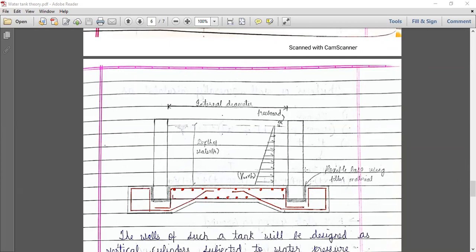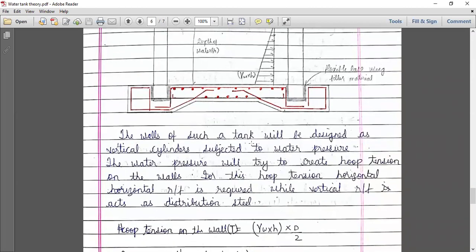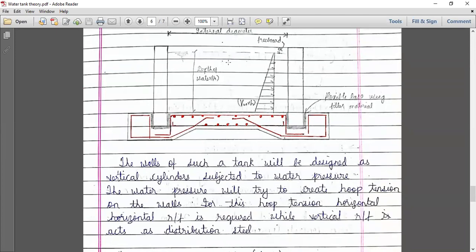When we solve the numerical, we will see how the reinforcement is provided. Now the walls of such a tank will be designed as vertical cylinders subjected to water pressure. How do we design the wall of this water tank? It will be designed as vertical cylinders subjected to water pressure. The water pressure will try to create hoop tension on the walls. As I've just mentioned, it will create hoop tension on the walls. For this hoop tension, horizontal reinforcement is required, while vertical reinforcement acts as the distribution steel.